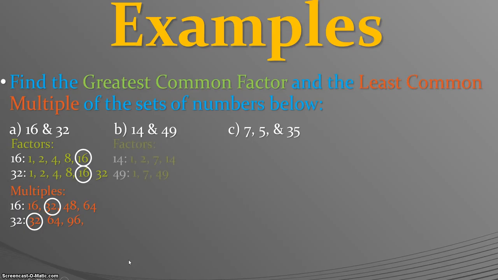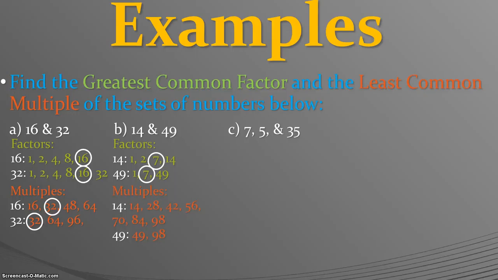Now let's look at 14 and 49. The factors of 14, all the numbers that divide 14, are 1, 2, 7, and 14. All the numbers that divide 49 are 1, 7, and 49. The largest number that divides them both is 7. So that's my greatest common factor.